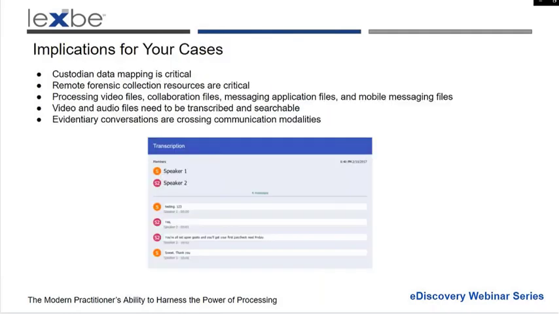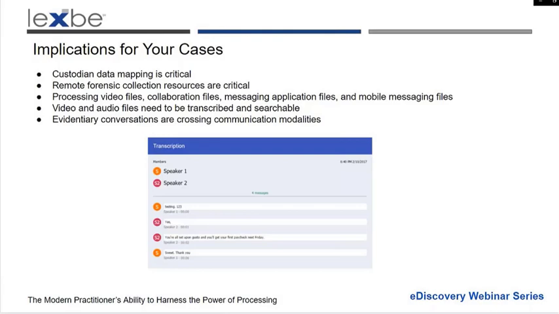So what are the implications for your cases? Well, first, custodian data mapping is really essential if you're going to gain access to the evidentiary files needed for your cases. A lot of home networks include network-based storage. It is so easy now to transfer data from one source to another, from one location to another, from a device to a cloud account, from a cloud account to another cloud account. So data has never been more portable than it is today. Remote forensic collection resources are really a must.